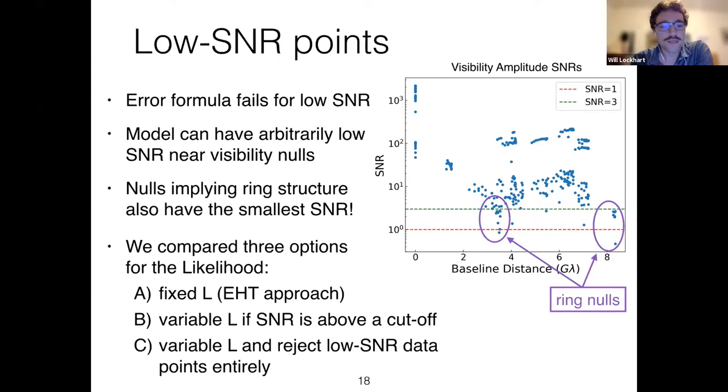And so what we did is we compared three different analyses in general. One is the fixed likelihood, which is just reproducing a subset of what EHT did. Another is using our variable likelihood as long as the signal to noise is above a certain cutoff. And the third option is to use the variable likelihood and simply throw away low SNR points because we don't trust them, let's say. We wanted to explore these three options and see what is robust and what is not, and quantify potential bias here.